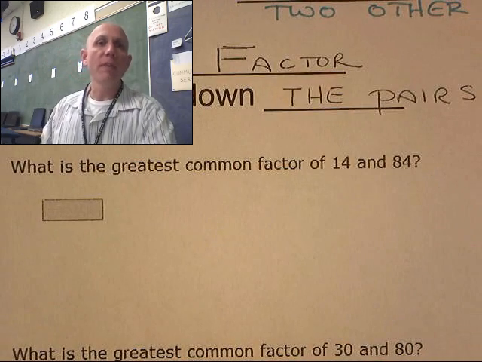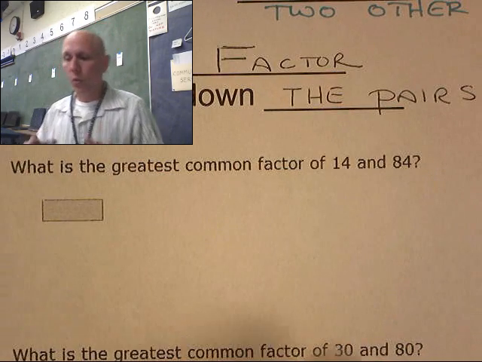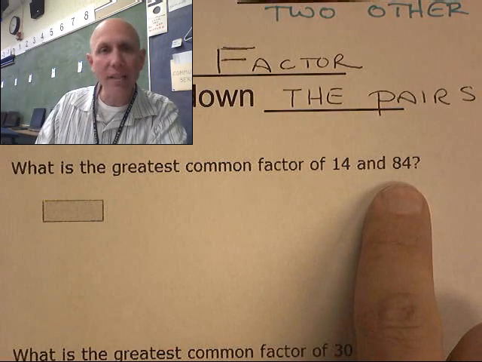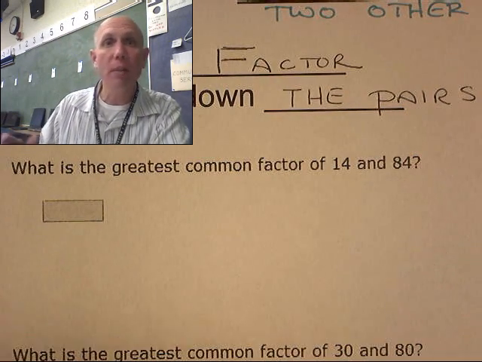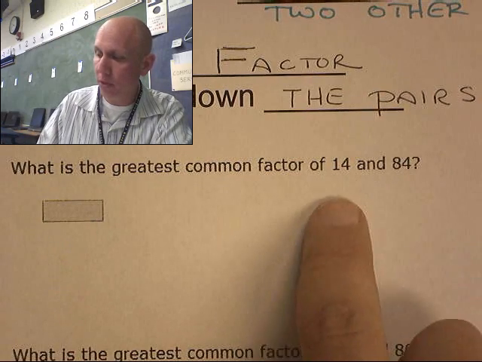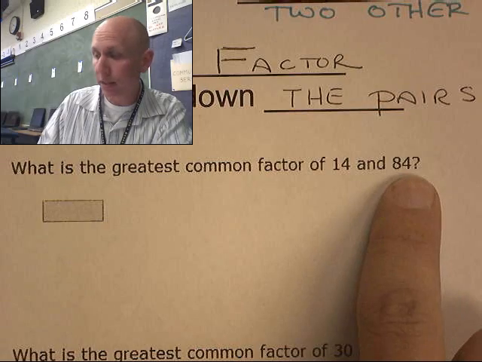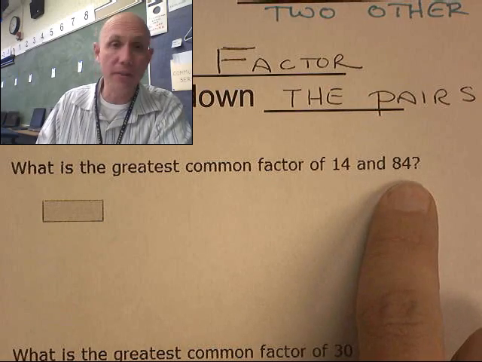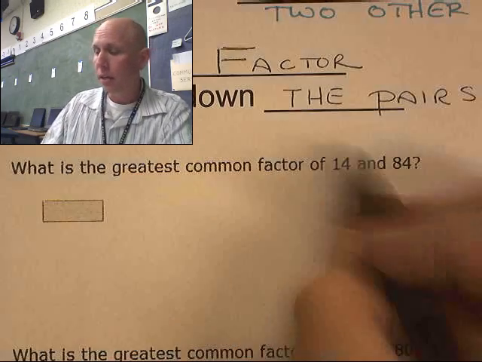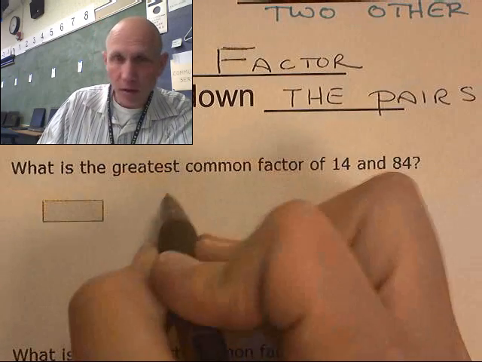What is the greatest common factor of 14 and 84? So what I'm looking for is a number that can divide into 14 and divide into 84. But I want the biggest number. Now, is it 2? 2 divides into both of those. Is it 7? Does 7 divide into 84? Is it 14? I'm not sure. So here's how I'm going to do this.